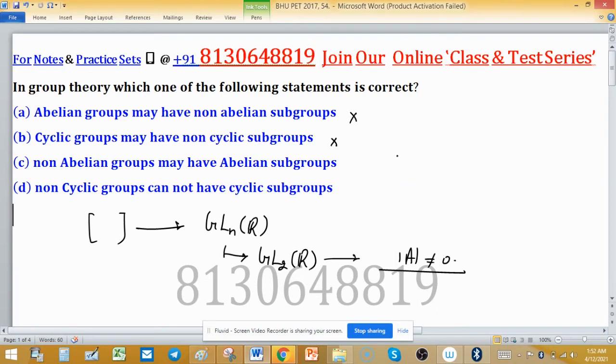This statement is true. Non-cyclic groups cannot have a cyclic subgroup. Again this statement is wrong. Non-cyclic groups can have cyclic subgroups.